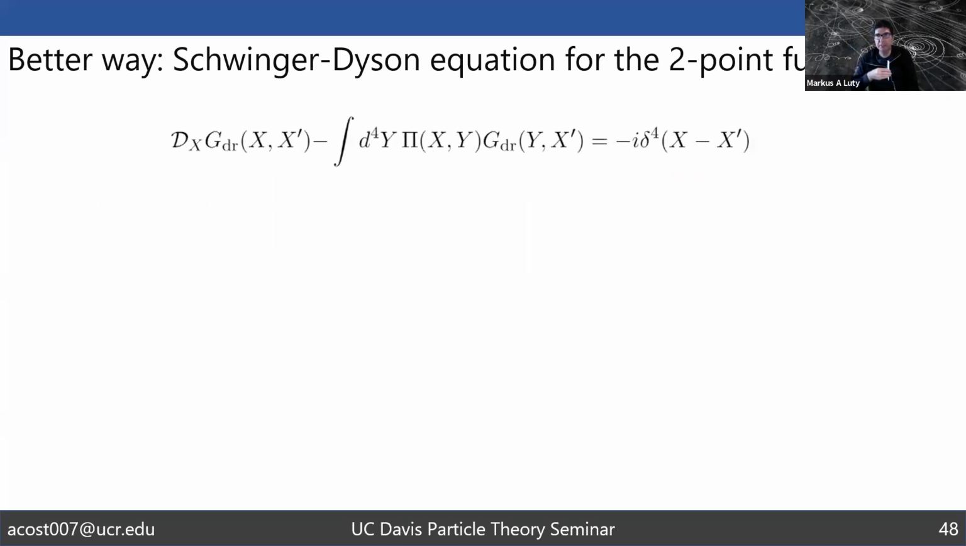Anyway, I'm just saying that these terms, we really can't make sense out of them in perturbation theory, I claim, at the same time. There's no regime where we know how to treat both of those couplings perturbatively in the same theory.